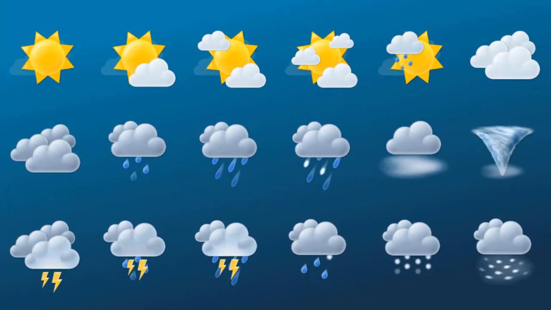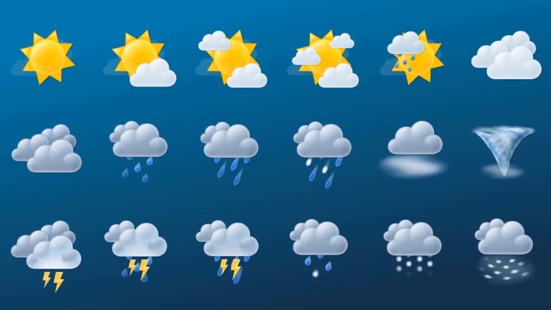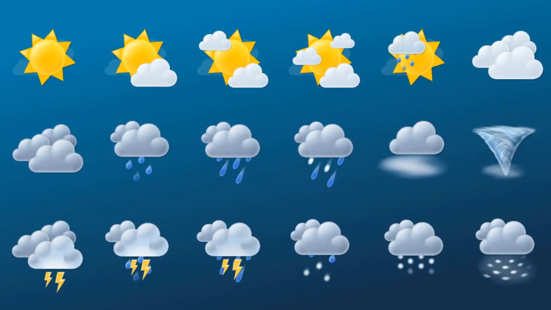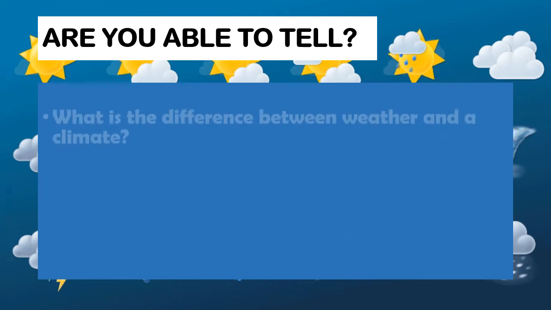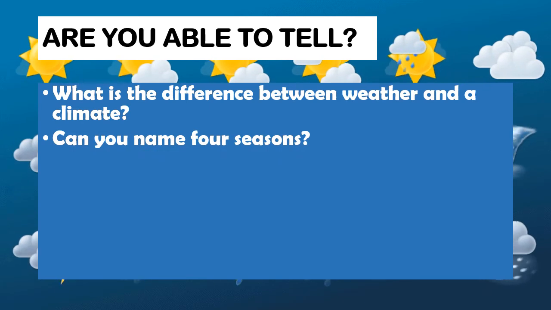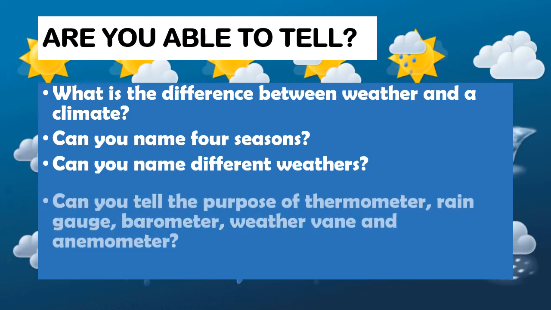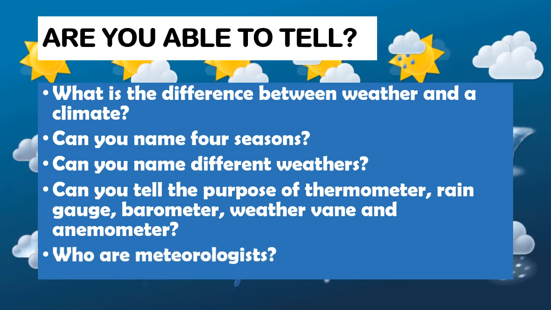Okay kids, now you have to read the chapter from page 13 till 15 thoroughly, and you are going to underline the main points. And I'm sure after reading the chapter thoroughly and after watching this video, you would be able to tell what is the difference between weather and climate. Can you name 4 seasons? Can you name different weathers? Can you tell the purpose of thermometer, rain gauge, barometer, weather vane, and anemometer? Who are meteorologists?